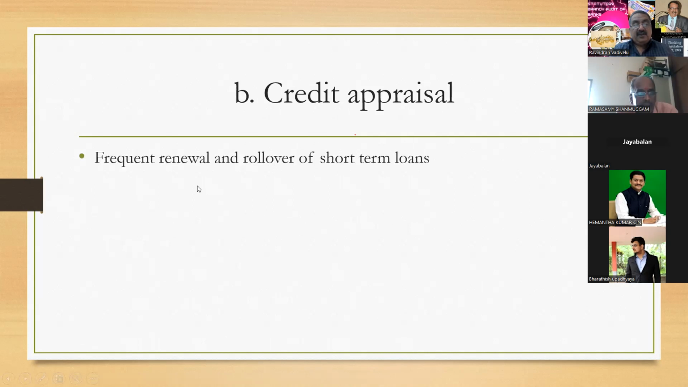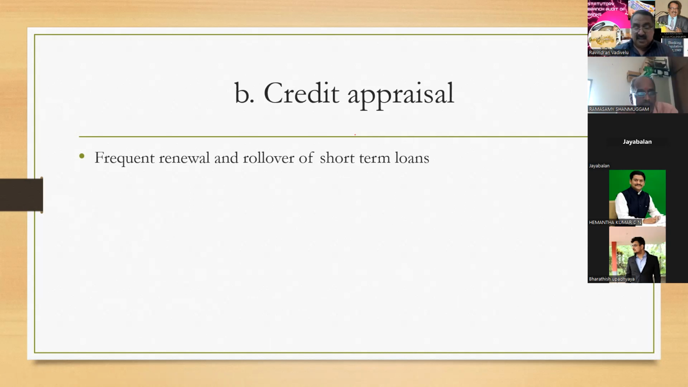Another point is frequent renewal and rollover of short terms. Frequent renewal means the party has been sanctioned, say 10 lakhs. So I need another 1 lakh, they renew. And I need another 1 lakh, they renew. That means frequent renewal. And they say that I need ad hoc sanction. Say I need the fund for 90 days. I need the fund for 45 days. And after some time, the amount has come into the account, and they close the short term.